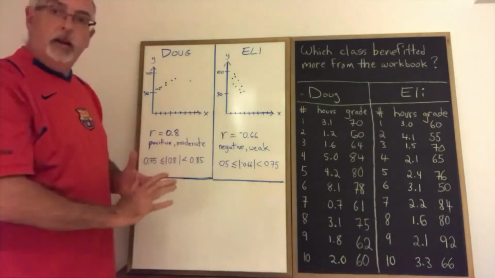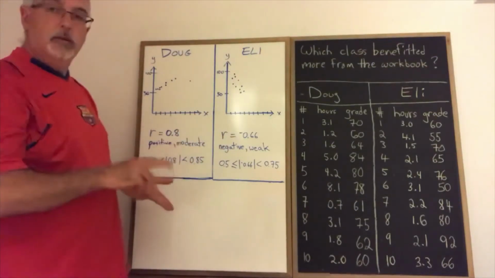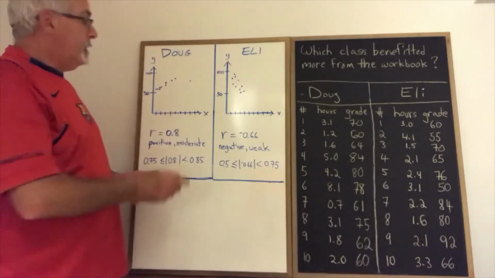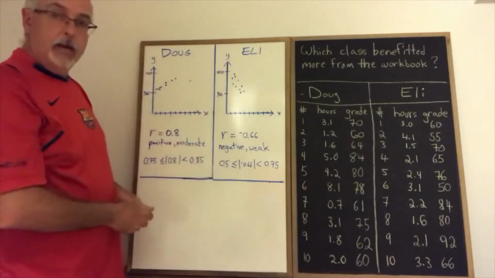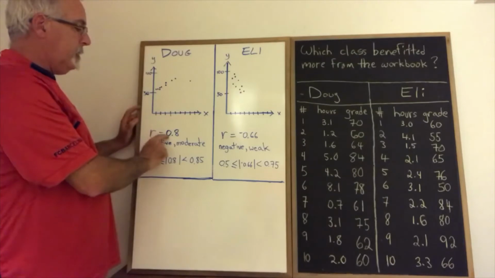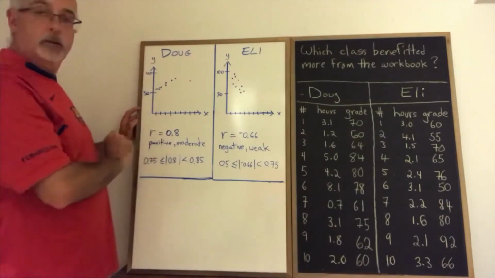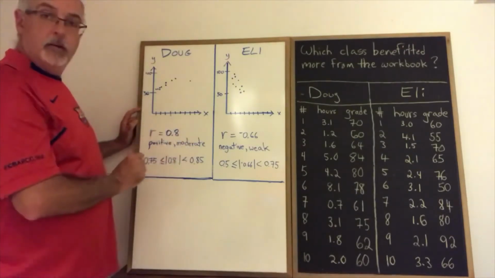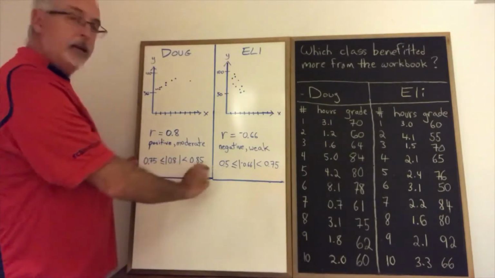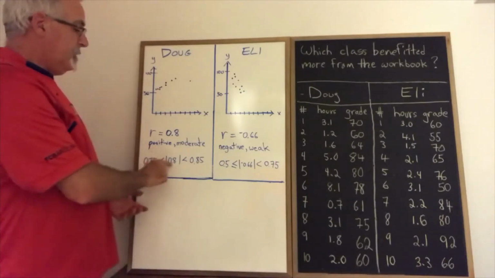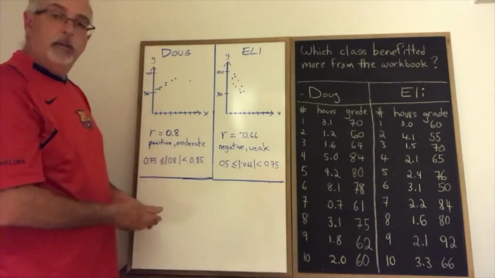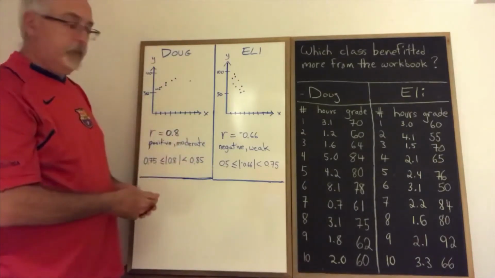But I want to prove it, and so the next thing I'm going to do is use whichever method I want, either the box method or the calculator, to find the correlation coefficient for each set of data. And I've done this here. In Doug's class, the correlation coefficient is 0.8, and it is positive. That is a moderate positive correlation. And I give my line from the table where I judge the correlation. The absolute value of 0.8 is in between 0.75 and 0.85. That is why I'm saying it's moderate.